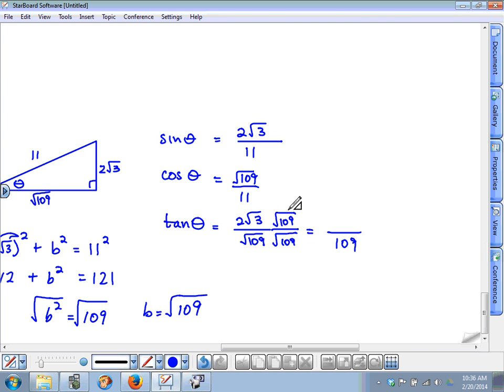What about here? Would the squares cancel themselves out? Only if it's the same number underneath. Would you multiply the square root? You have to multiply the numbers underneath. So it's 2 times whatever 3 times 109 is. So 3 times 9 is 27. So it would be 2 square root of 327 over 109. There you go. That's the tangent.